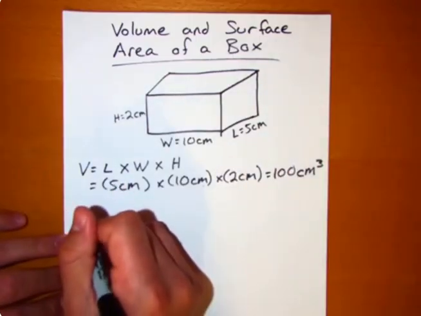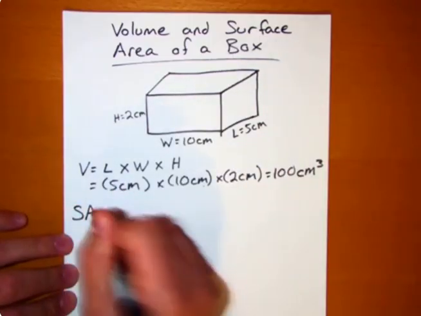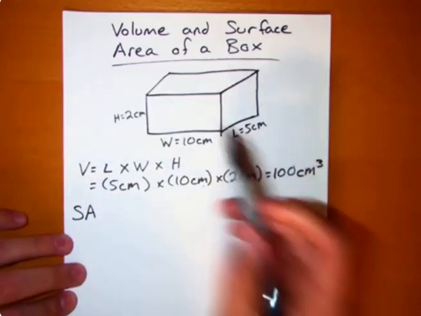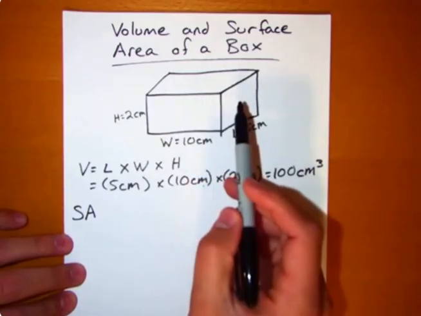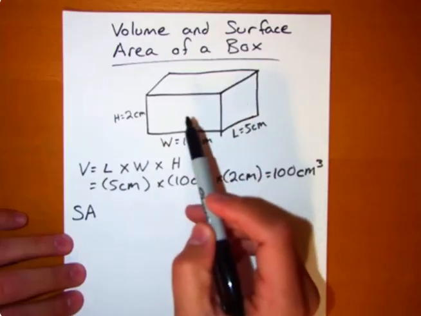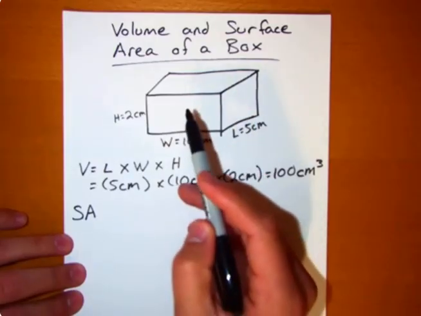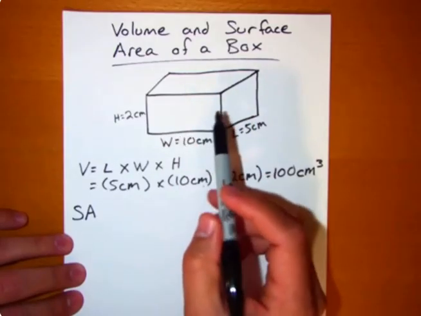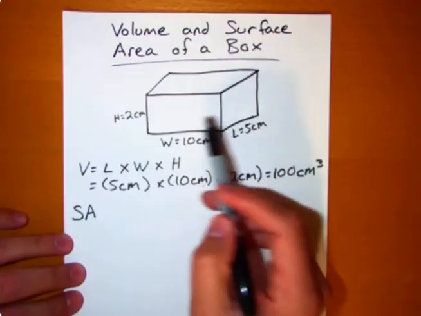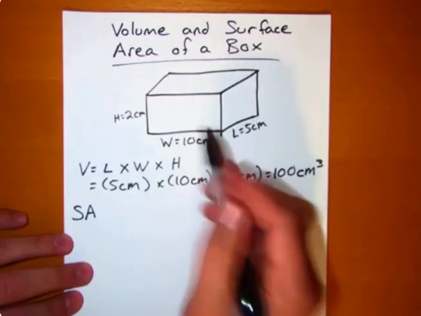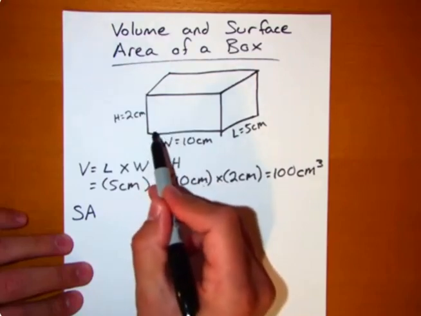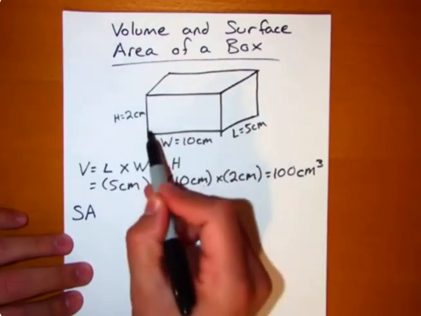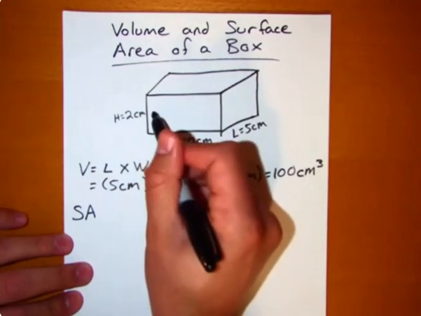Now the area, and specifically the surface area, you've got to remember that a box is made up of 6 faces. And each of those faces is going to have an area. And so to find the surface area of the box, we're just going to add up the areas of each of those 6 faces. So let's start with this one right here. This face has dimensions of 10 by 2.